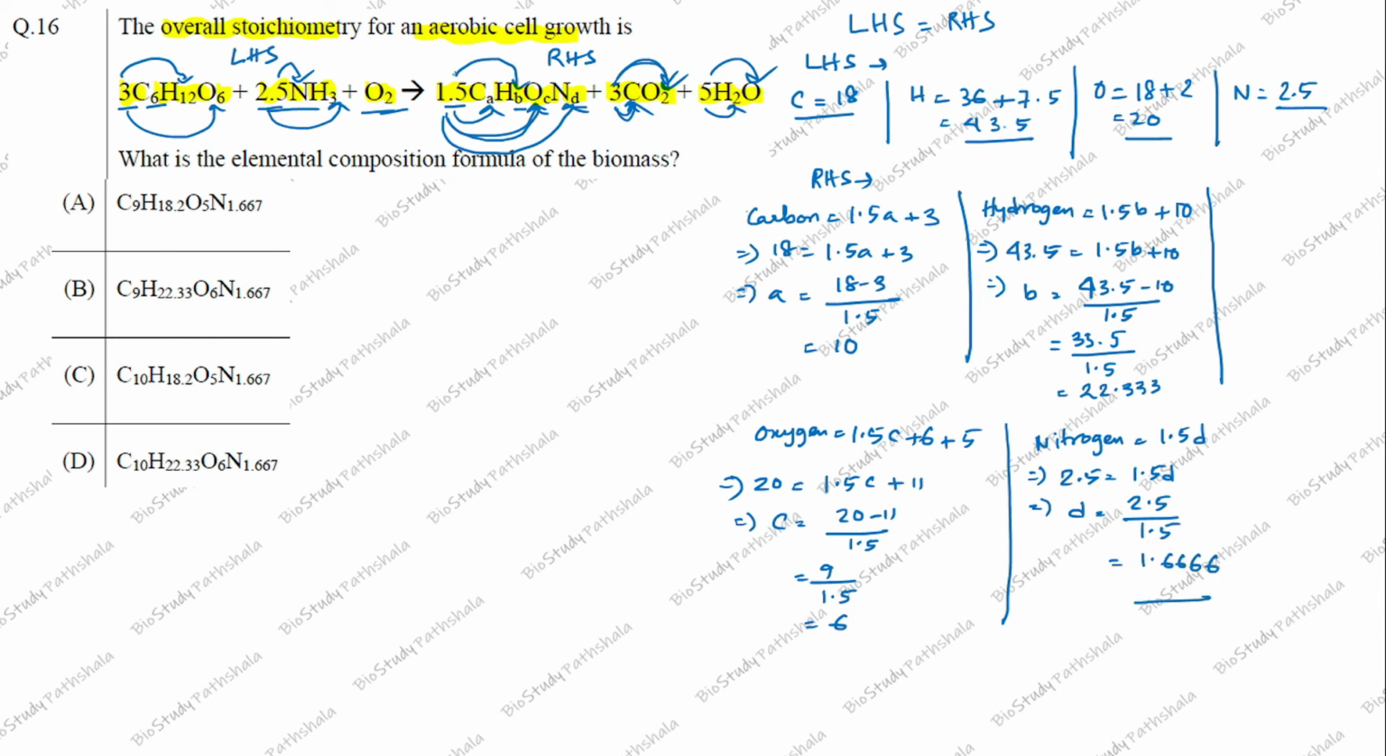So now we have to see with this particular A, B, C, D values. So first option is saying C9, and C is for A. So C is here 10. So this will be not right and this will be again not right. So C10 and C10, here these two options are with C10. Next is B is for hydrogen and B value is 22.333. So H22.33. O is for 6. So O will be 6, O6, and N is with 1.667. So the option D will be the right answer for this question.